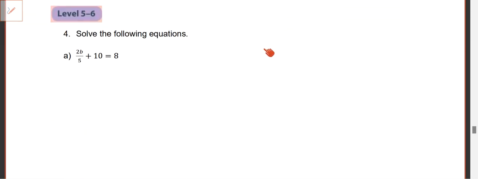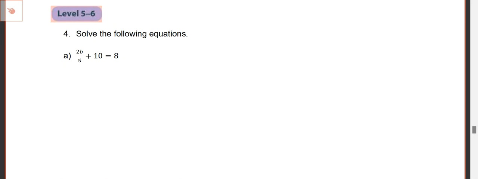Getting slightly harder. Levels 5, 6. Anyone want to tell me what you would do here? Brooklyn? So first, there's 2b, 5 by 5 plus 10. You put that in brackets, and then do like in brackets and then 5 fourth. So then it cancels out.